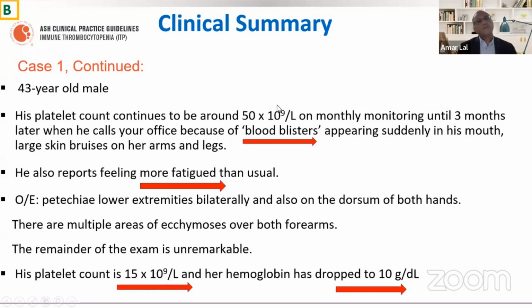Now, after 1 year, the same man came to the ER with a history of blood blisters in his mouth and also on his arms and legs. Further history revealed that he was feeling more fatigued than usual. On examination, we found petechiae and ecchymosis, and his CBC revealed a platelet count of 15 and hemoglobin of 10.